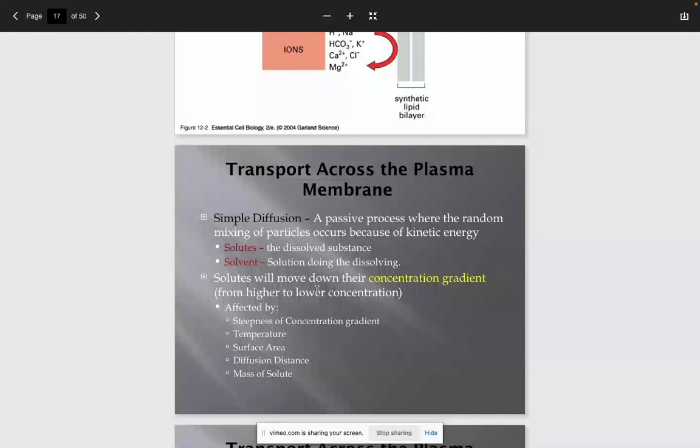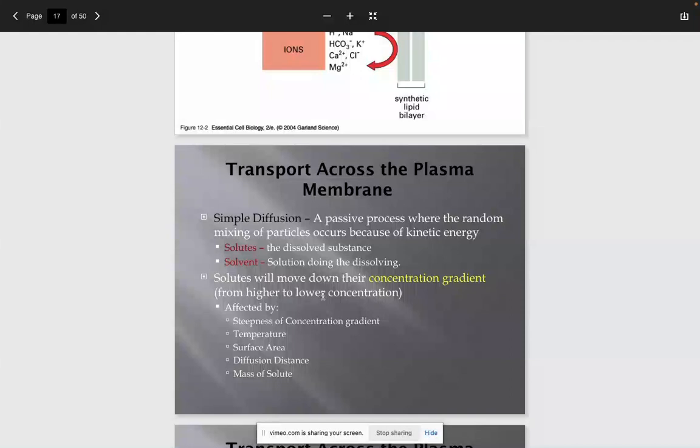So, and I want you to think about it going from a high to low gradient. So again, simple diffusion is a passive process where the random mixing of particles occurs because of kinetic energy, or energy in motion. Two definitions to be aware of, and you guys already know this. Solute is just the dissolved substance, whereas a solvent is the thing that's dissolving it. So if you think of salt water, water is the solvent, and the solute is going to be the sodium chloride, right? The salt.